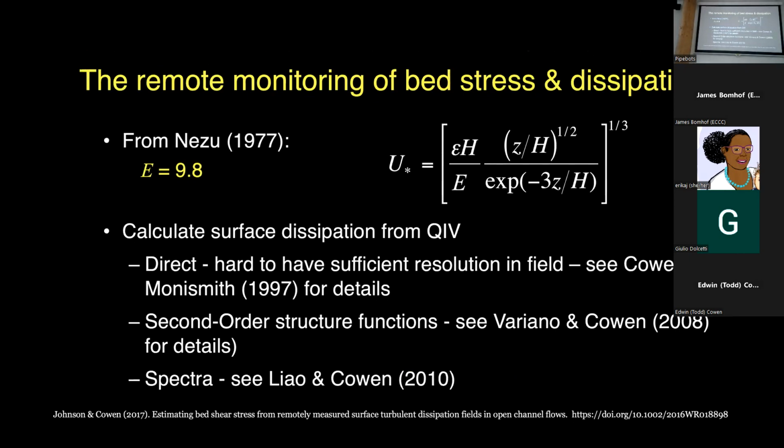So then the question is, okay, can we get at this bed stress from surface dissipation? And Erica went after the entire dissipation profile to do it. She leveraged the work of Nezu that goes way back into the 70s, and took his empirical results, which have this empirical coefficient E. He set E at 9.8, but he basically gets a non-dimensional, power law type profile based on the non-dimensional depth. And from this, you can solve for the bed stress or the friction velocity, however you want to parameterize it. The key is you need the surface turbulence.